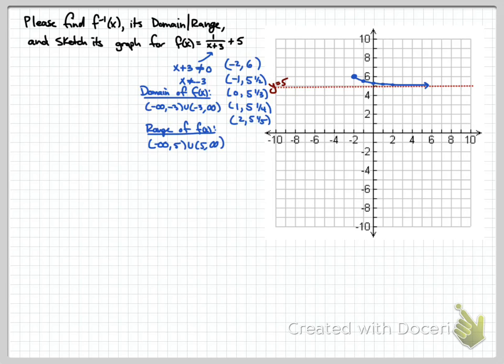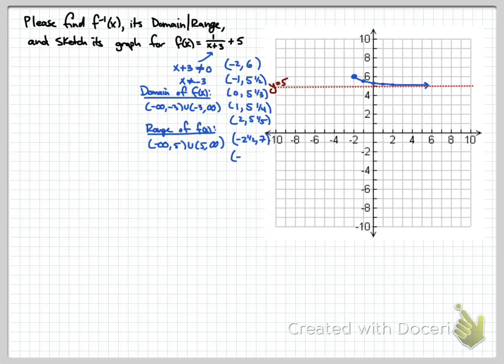Okay, now check this out. What if I do something close to -3, still above -3, but not quite? What if I did -2.5? I'm going to even do this cardinal sin of doing -2.5. Well, -2.5 plus 3 is a half. 1 over a half is 2. 2 plus 5 is 7.